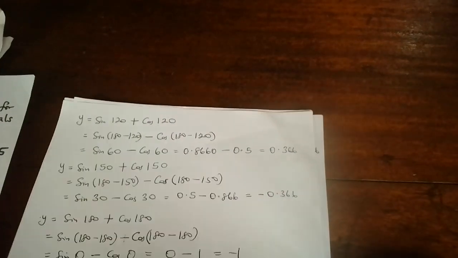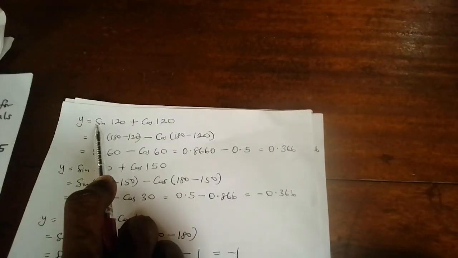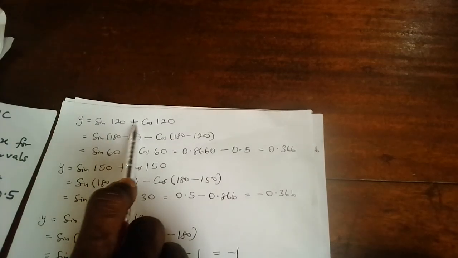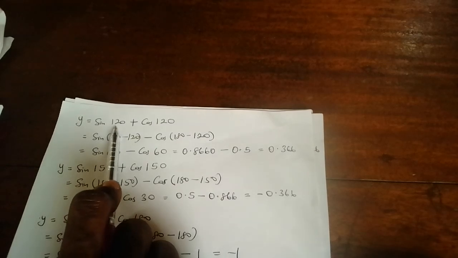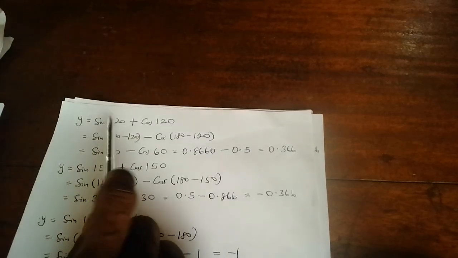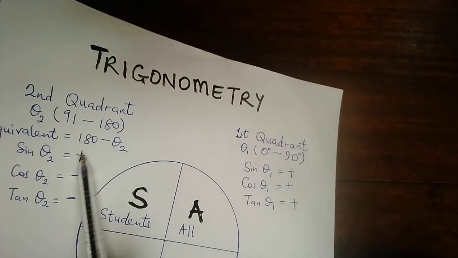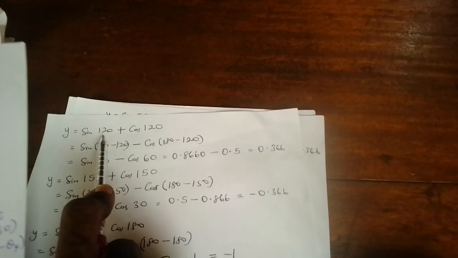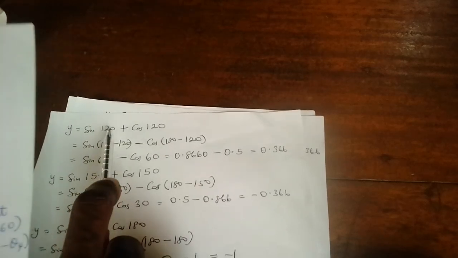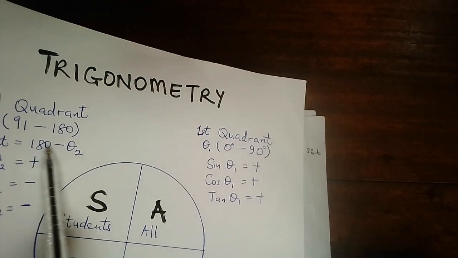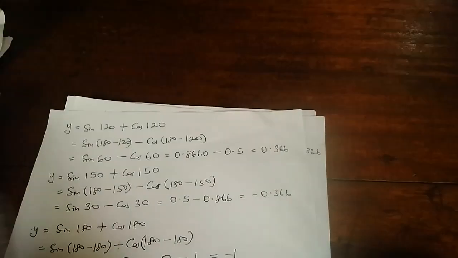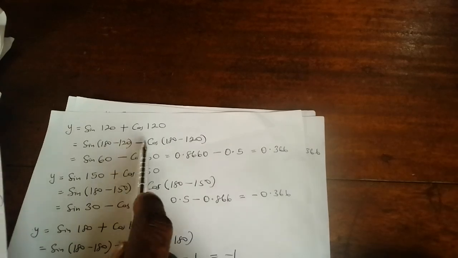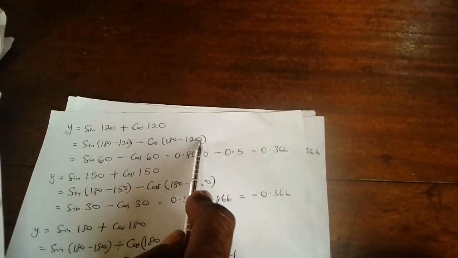So you substitute it in the table. Then when x is equal to 120, you'll be having sine 120 plus cos 120. Now, you realize that 120 is in the second quadrant. Sine in the second quadrant is positive. So you have sine of the equivalent of 120 in the first quadrant, which is 180 minus 120, that will give us 60.